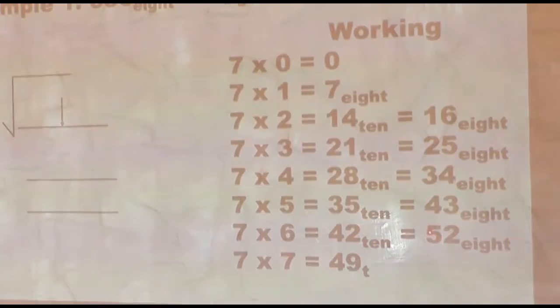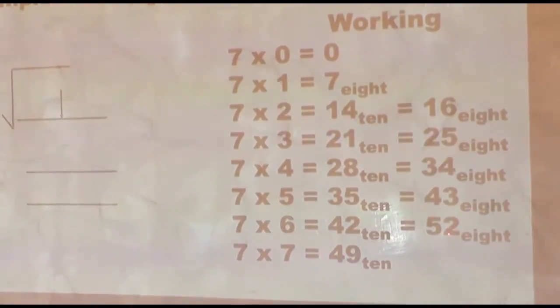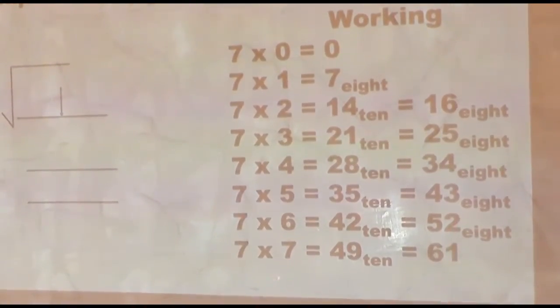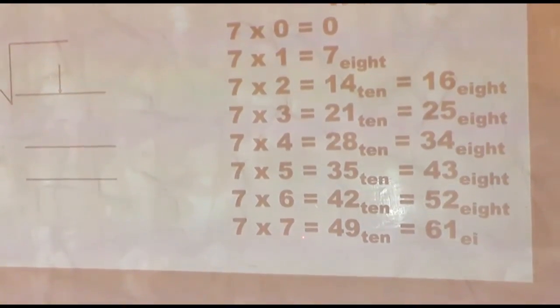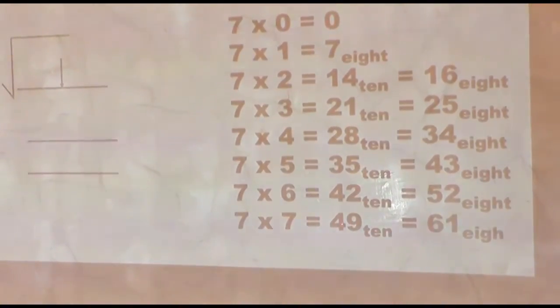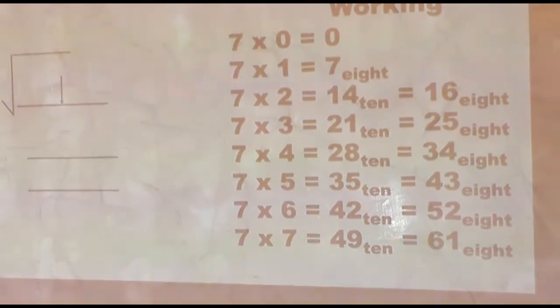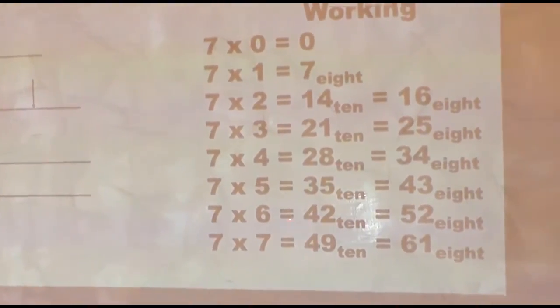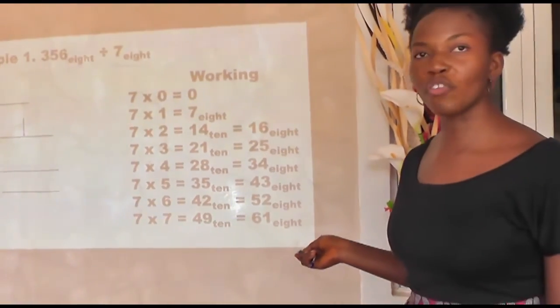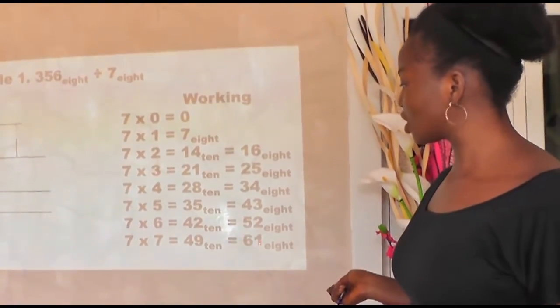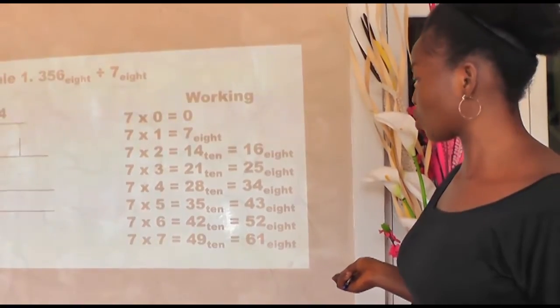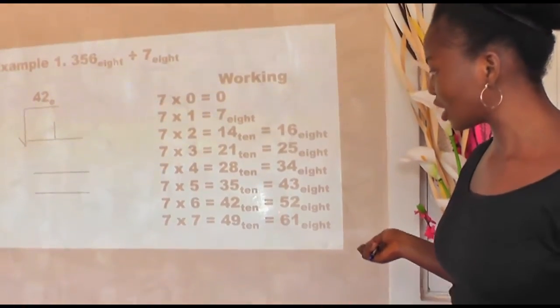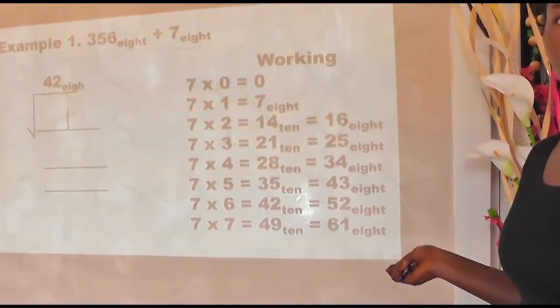We'll find 5 groups of 8, then a remainder of 2. And also, 7 times 7 will equal 49 in base 10. Now in base 8 we will have 61, because you will agree with me that you can find 6 groups of 8 in 49, with a remainder of 1, and as we always do, you write the remainder first, then what you carried.